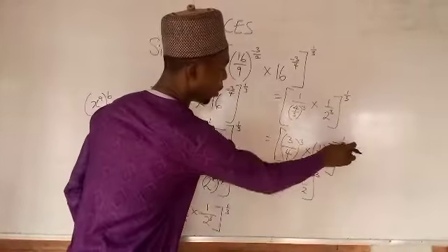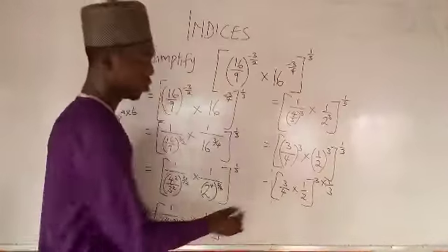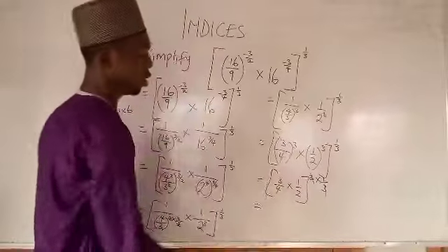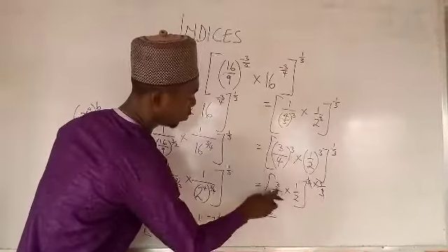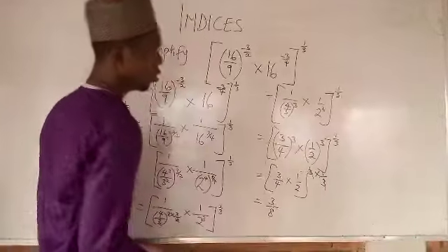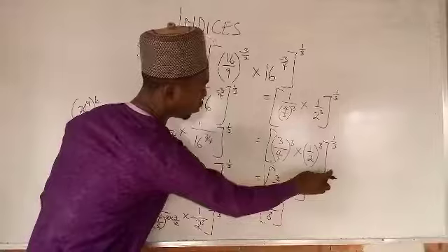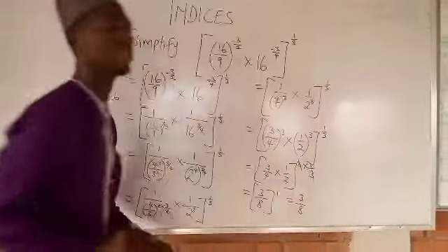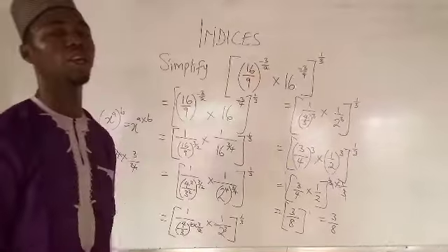And you know there is another 1 over 3 here. It will multiply this 3 that I just brought out. So we have 3 cancels 3. So we are left with 1. 3 times 1, 3. 4 times 2, 8. So in this bracket now we have 3 over 8 raised to the power of 1, which is what? 3 over 8. So with this, we have simplified this expression.